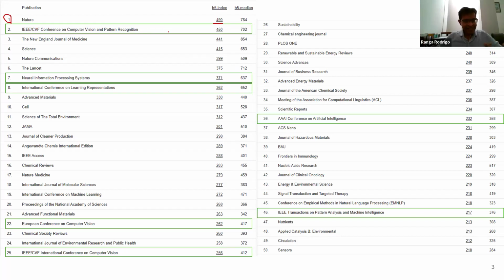CVPR conference, that's the second highest ranked in the top 100. We have two CVPR papers also, and then NeurIPS, that's the topmost AI conference in the world, and ICLR. We have an ICLR paper.